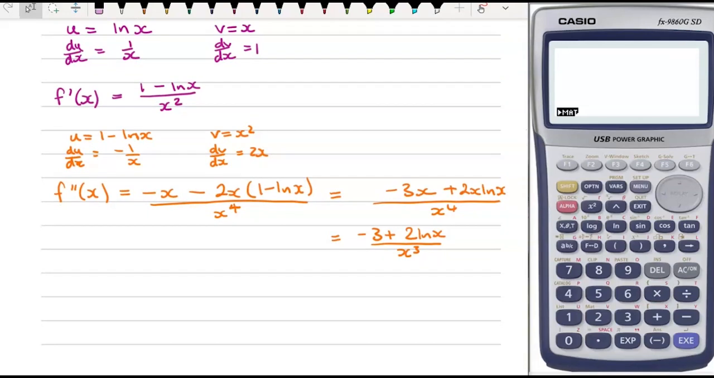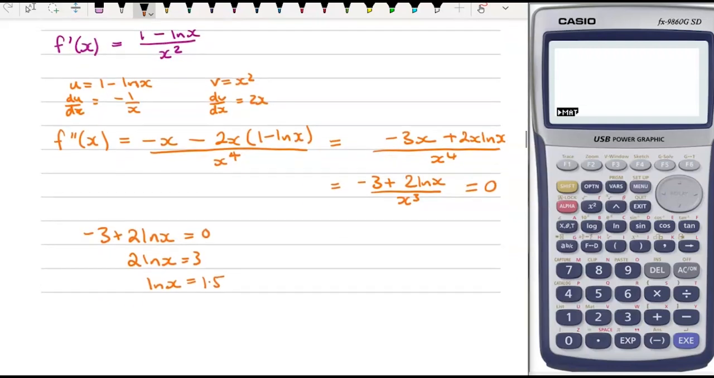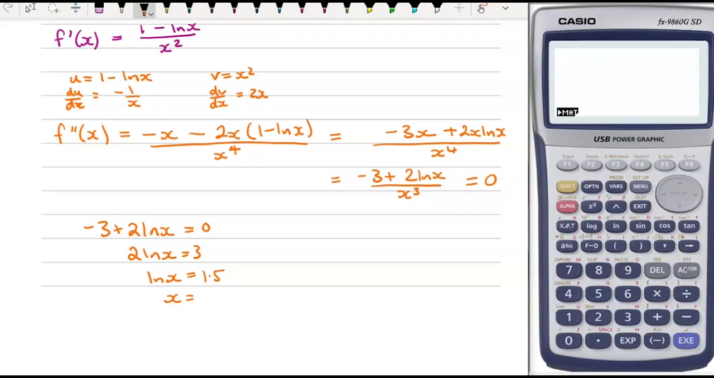Okay, now point of inflection happens when that is equal to 0. So if we bring the x cubed up and times it, that's going to become 0. So minus 3 plus 2 log x equals 0. So 2 log x is equal to 3. Log of x is equal to 1.5, or 3 over 2. So x equals e to the 1.5.